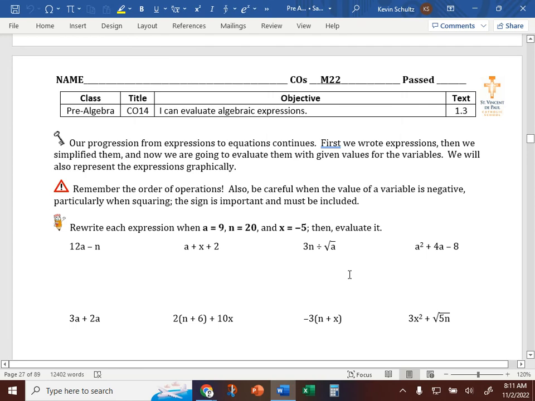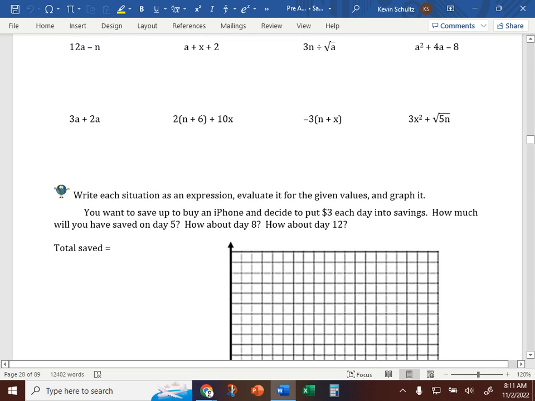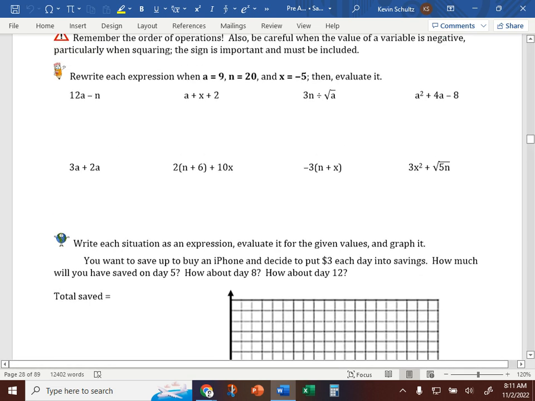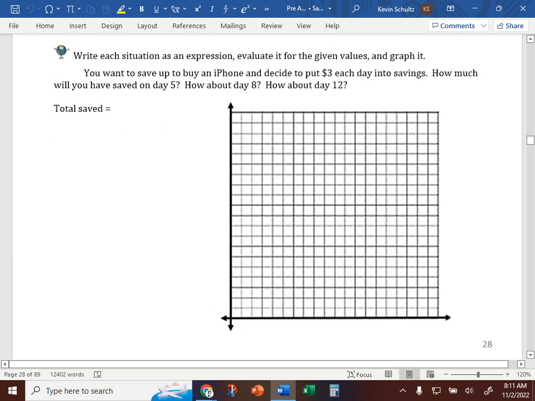Good day, pre-algebra. We are going over the rest of CO14, where we first practice plugging in values for variables and solving, practicing order of operations. We had some work with negative signs, things like that. Just practicing working with variables and plugging things in. And today we're going to get some graphing, which is another way to represent data.